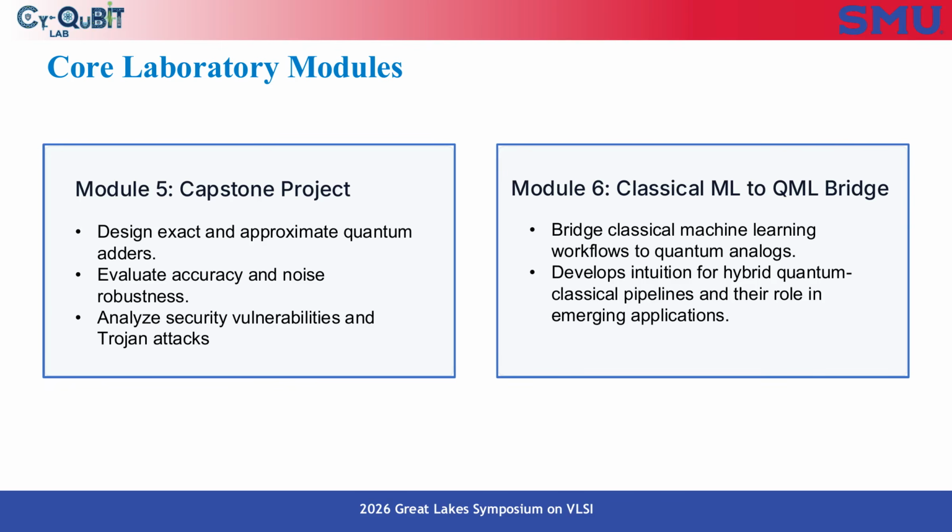Module 6 bridges classical machine learning to quantum machine learning. This module helps students connect familiar machine learning workflows with quantum analogs and develop intuition for hybrid quantum classical pipelines. These modules are intended to show students how quantum methods can fit into broader emerging applications.